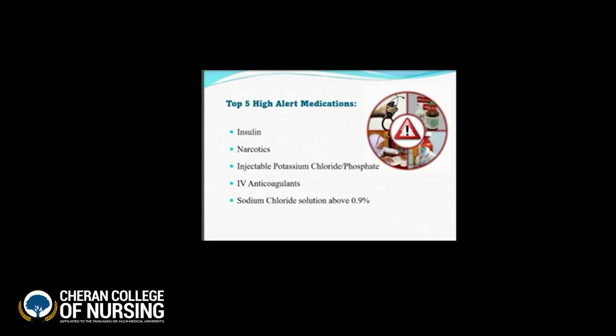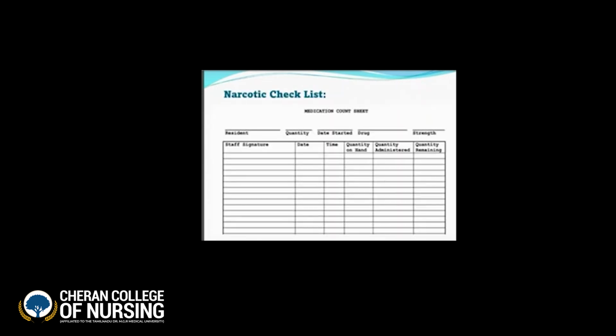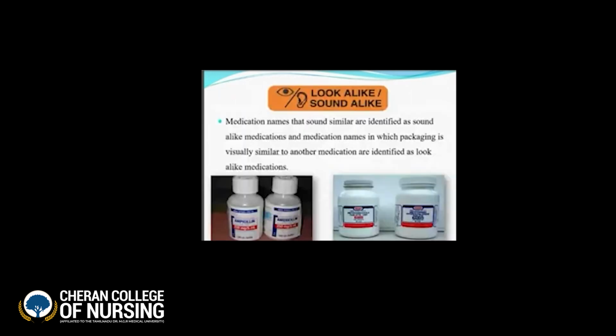Okay, and next, these are the narcotic checklist. The medication count sheet I told you about: in each inventory we want to check against the medication inventory. First, the staff signature must be there, date, time, the quantity in hand, the quantity administered, and the quantity remaining. So these are the narcotic checklist. In each and every shift, nurses want to check the inventory. Then we will deal with look-alike and sound-alike medication.